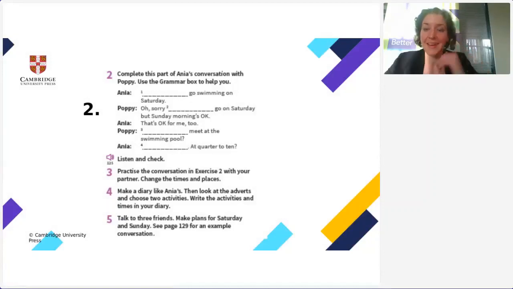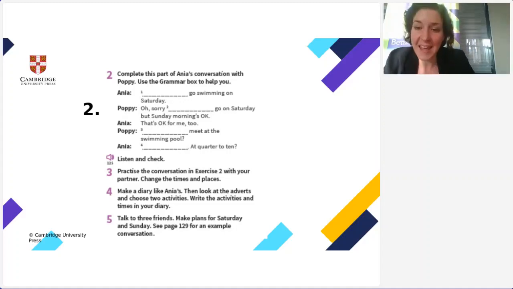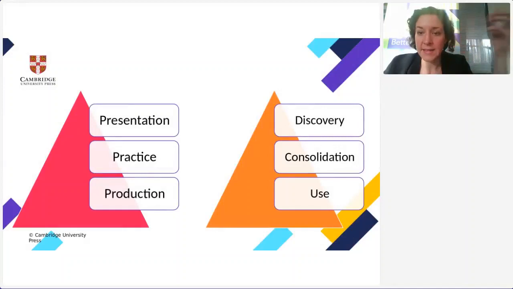So if we look at how grammar is taught in Prepare, it's taught inductively. There are tables, of course, there are tables and charts at the end of the book. There is a grammar reference. But first, it's better to elicit these grammar rules from the students by asking them all the questions. And in this case, we move from the typical structure of presentation, practice, and production to discovery, consolidation, use.